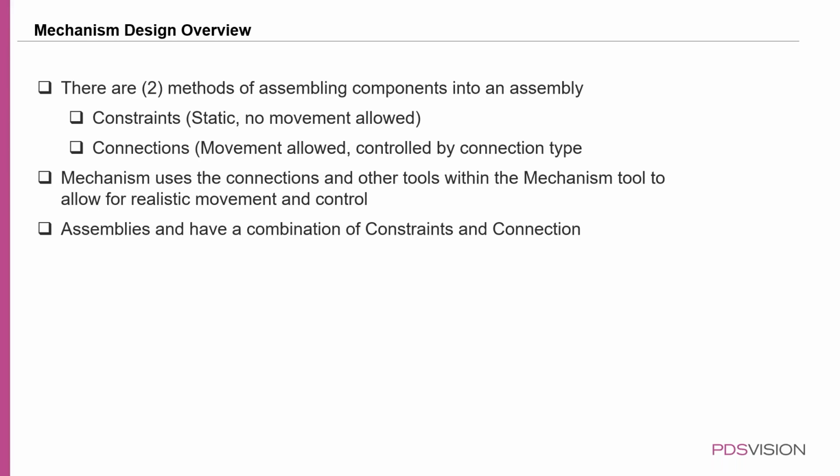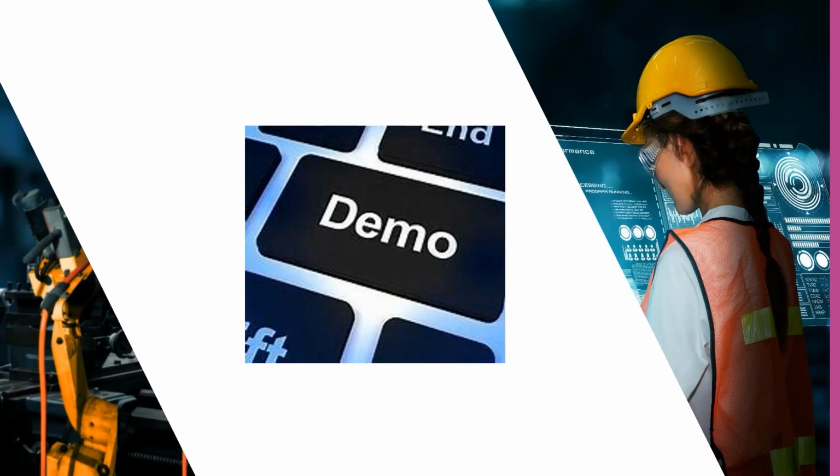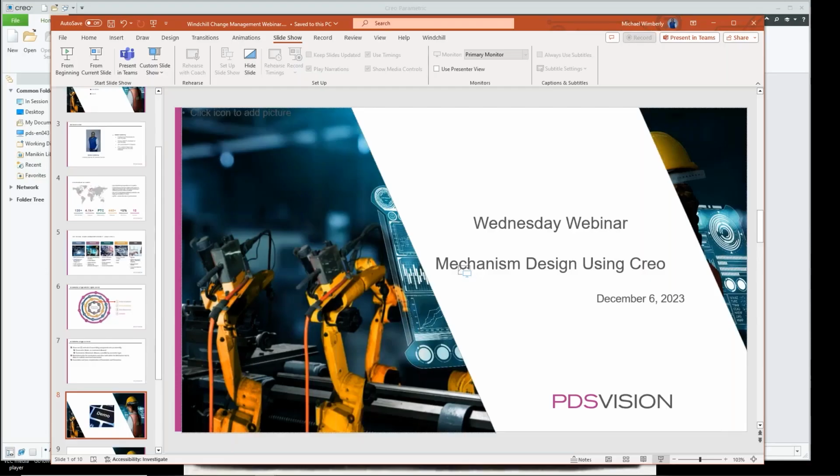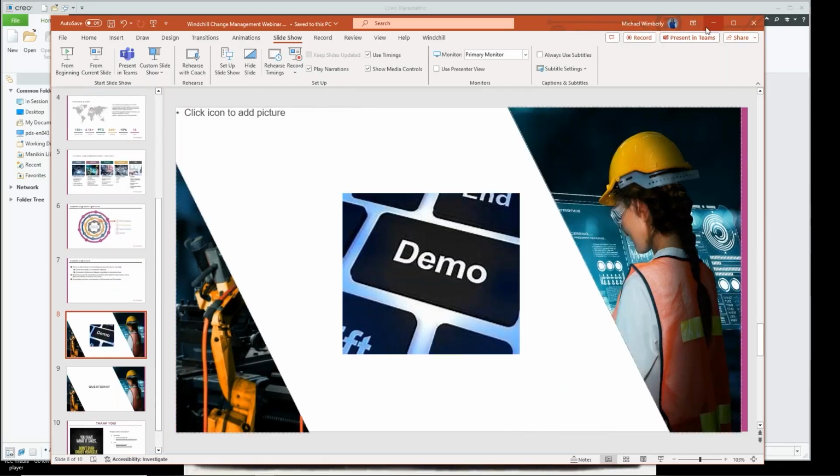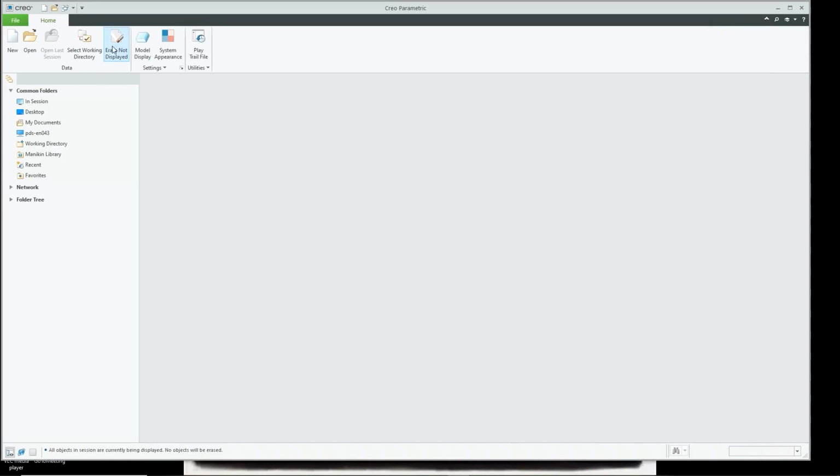For this one, we're just going to focus on some of the connections and some of the tools inside of mechanism itself. And of course, when you are using your assemblies, they can have a combination of constraints, things that don't move, and connections, things that do move. All right, so we will go ahead and jump into the demonstration.